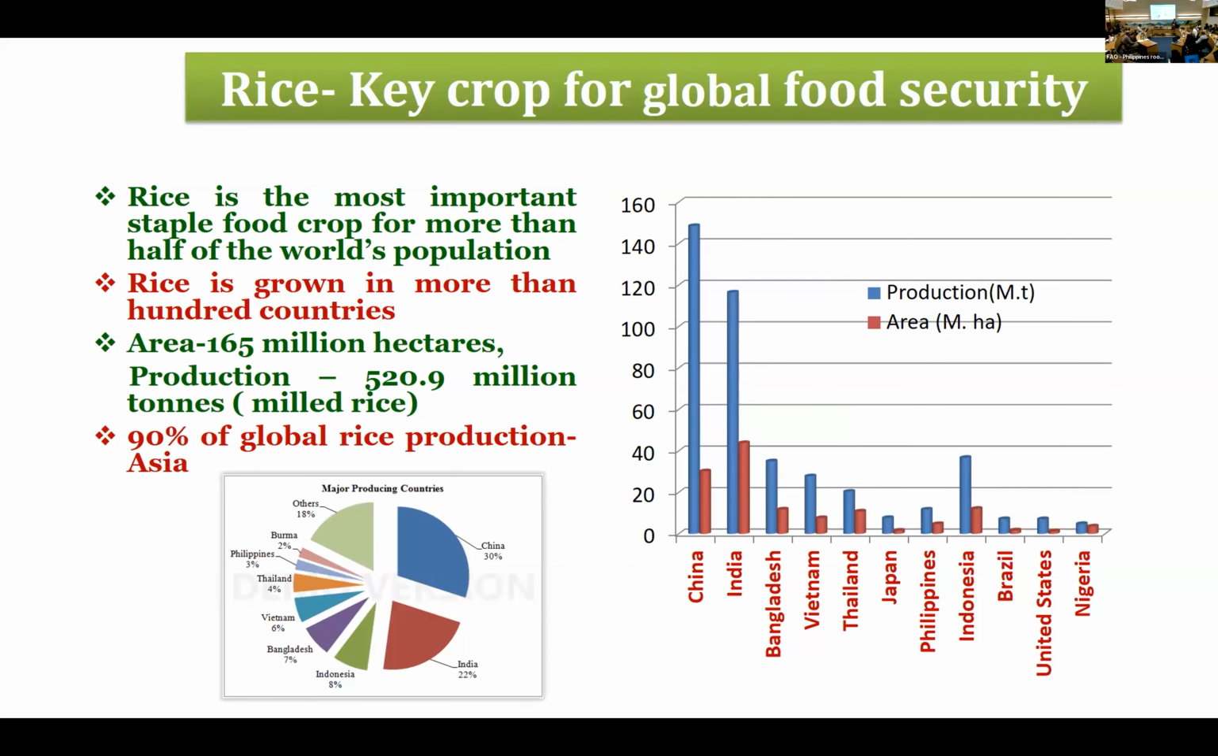You all know rice is the key food crop for global food security. More than half of the world population is depending on rice, and it is cultivated in more than 100 countries, with an area of 165 million hectares and a production of 520.9 million tons on milled rice basis. 90% of the global rice production is coming from Asia. China and India are the major contributors.